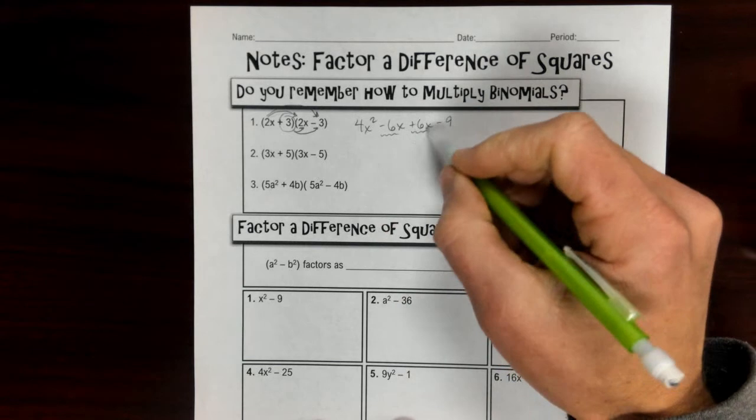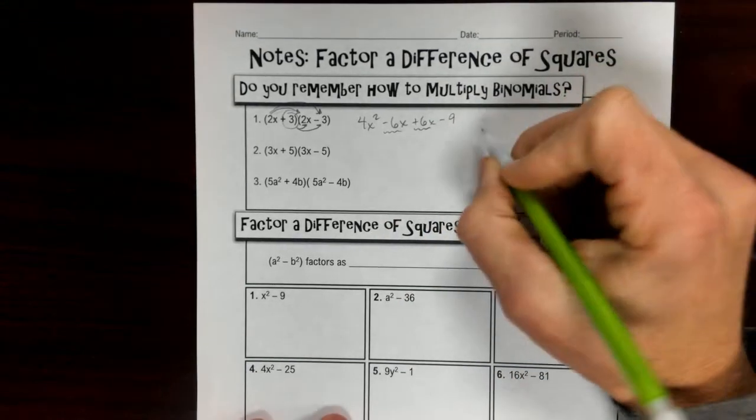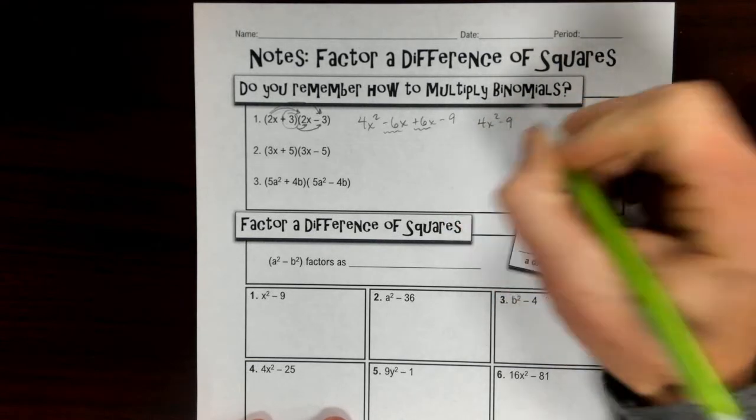Now once we're here, we want to combine like terms. My two like terms are x to the first power. I've got a 6 and a negative 6. When I combine those, they cancel out. So we're left with 4x squared minus 9.